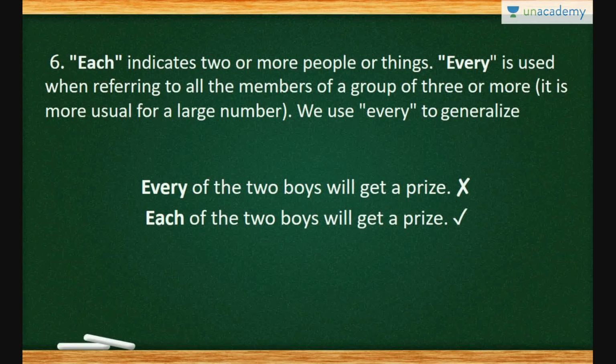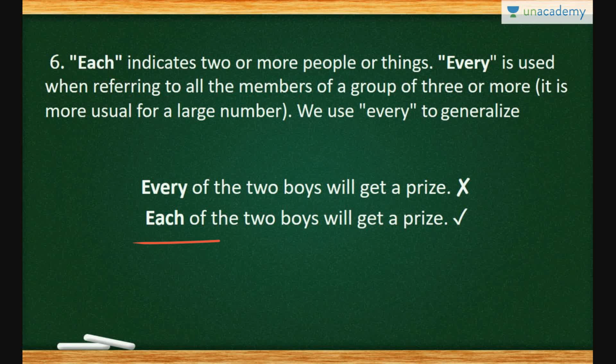Now the last rule for today, each indicates two or more people or things. Every is used when referring to all members of a group or three or more. So when you're talking about three or more members of a group, generally we use every. If you're talking about two or more people or things, we use each. Also, every is used to generalize and it is used for a much larger number. So every of the two boys will get a prize. This becomes wrong. Each of the two boys will get a prize.